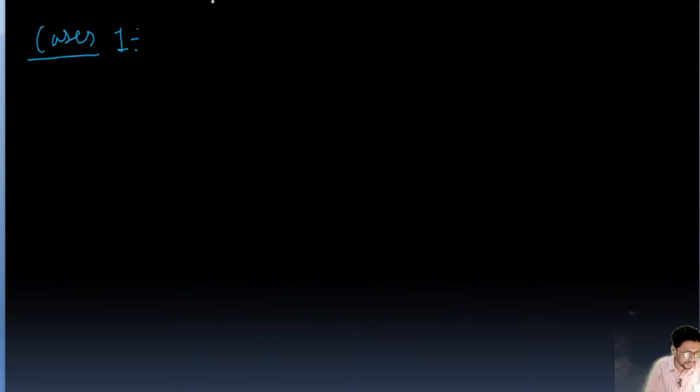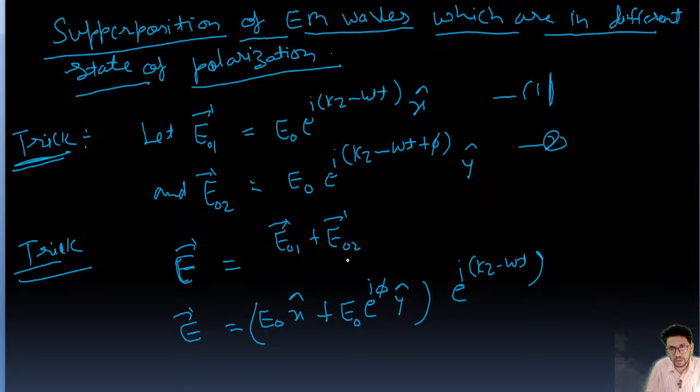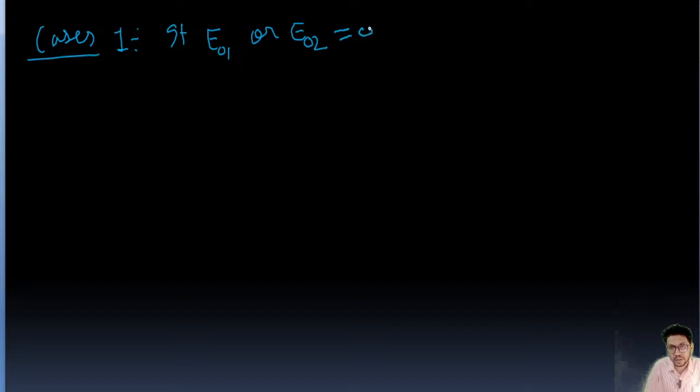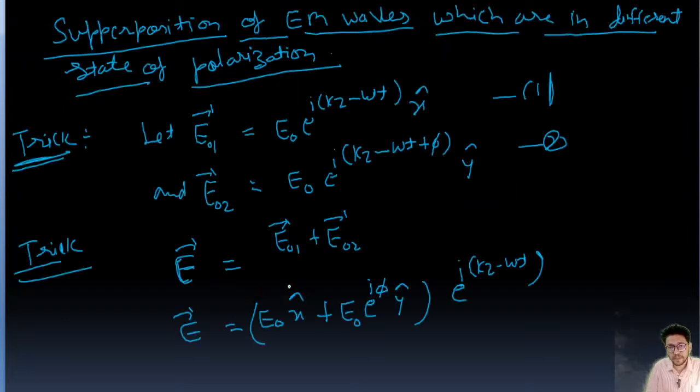Now, case one is: if E1 naught or E2 naught equals 0, then this implies plane polarized light, PPL, linearly plane polarized light, LPPL. If you have been given two electromagnetic waves and you need to find out whether they are plane polarized or linearly polarized, and either E1 naught or E2 naught is 0, then we can easily say by this trick that it is plane polarized or linearly polarized light. Here E1 naught and E2 naught are the magnitudes of these.